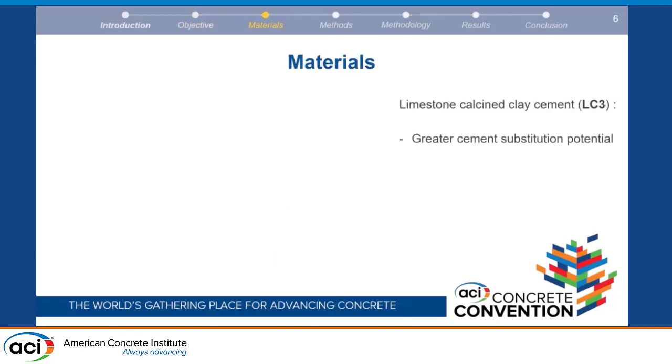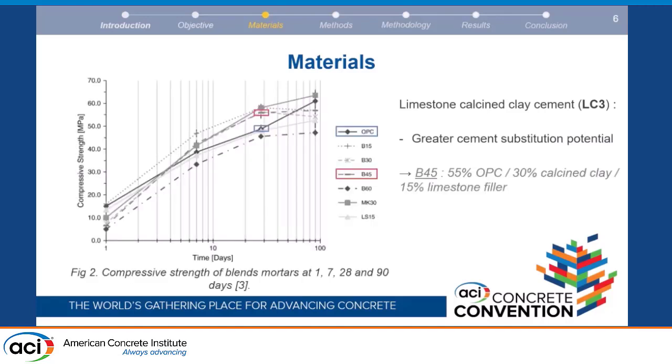So we chose to apply this to a limestone calcined clay cement named LC3 because it has a greater cement substitution potential. And indeed, on this figure from Antoni et al., we can see that the B45 mixture, which is an LC3 with 45% cement replacement, has a higher compressive strength at 28 days than the 100% OPC-based concrete. And we also want to demonstrate that the process is relevant for a higher number of parameters.